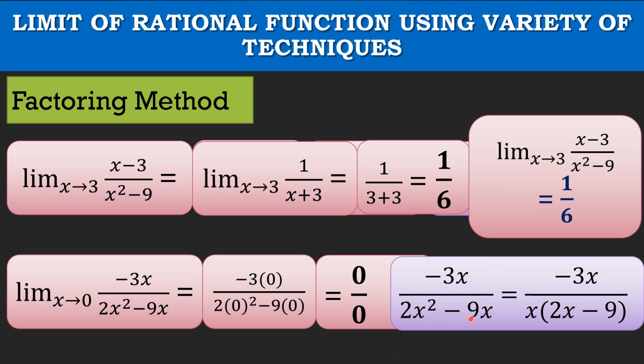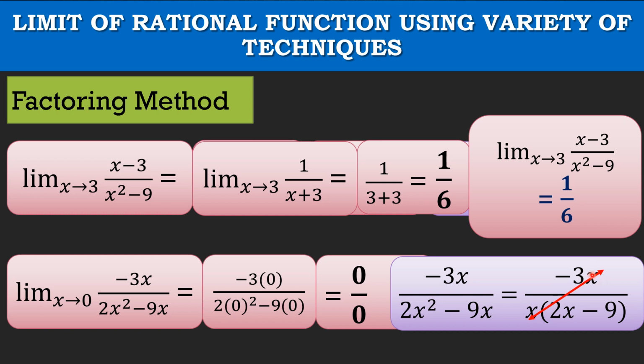If I factor out natin yung ating denominator, in this case, we have 2x squared minus 9x, and the common factor is x. Okay? So this is the factors of your 2x squared minus 9x. That is x times 2x minus 9. Pareho lang din sila. Okay? So ano yung expression na common both numerator and denominator? Okay? Na magka-cancel out. That is your expression x.